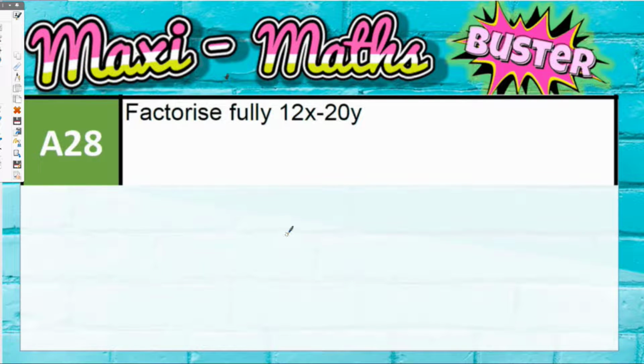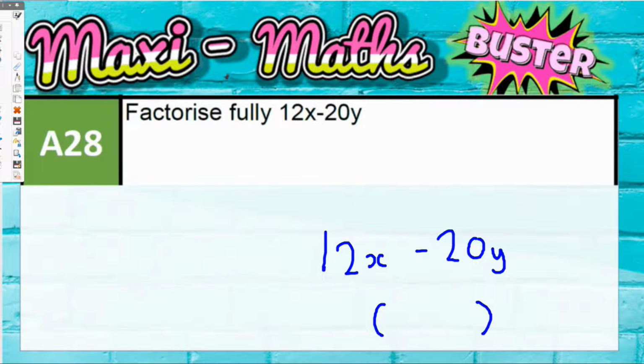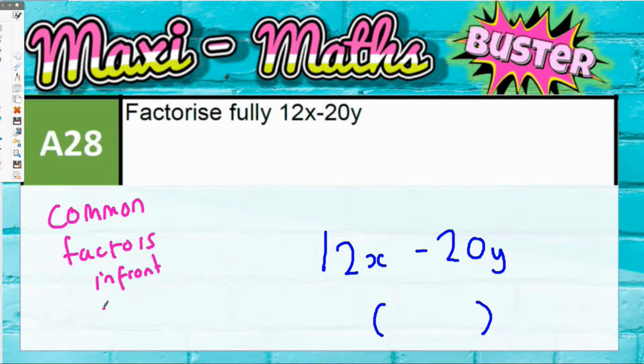Question 28, factorise fully 12x minus 20y. So what we're aiming to do here is put this back into a bracket. So our final answer is going to have a bracket with a number in front of it. And whatever's in front of the bracket has to be common factors. So that is the key thing here. So common factors go in front of the bracket.